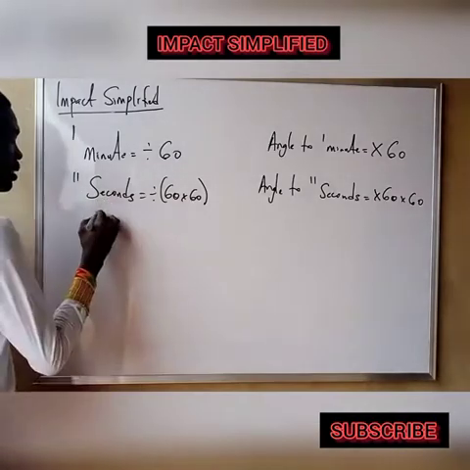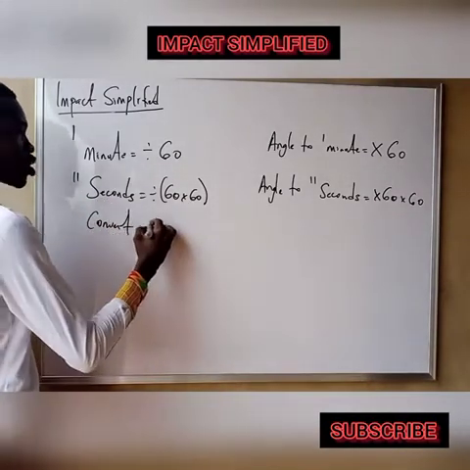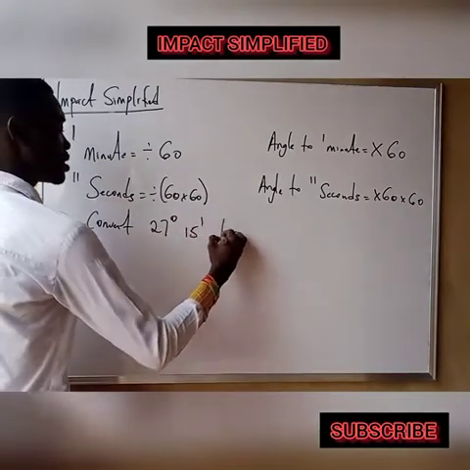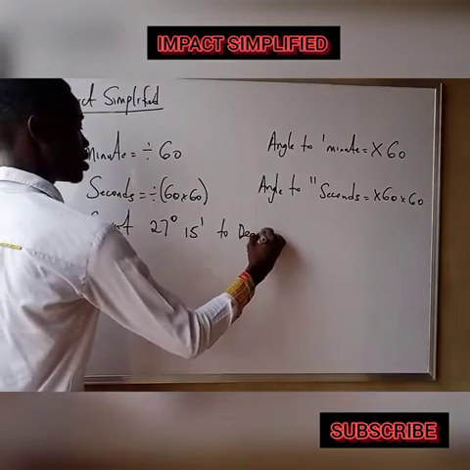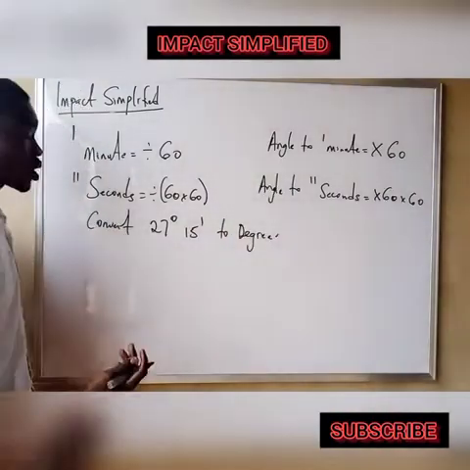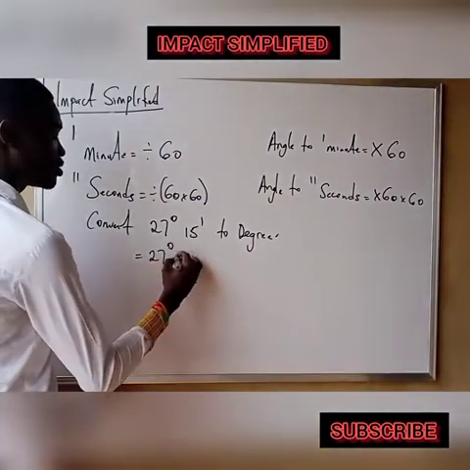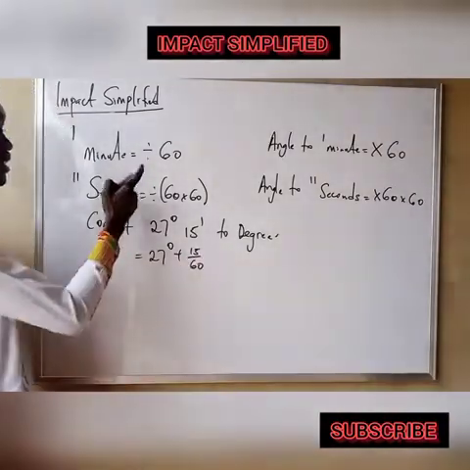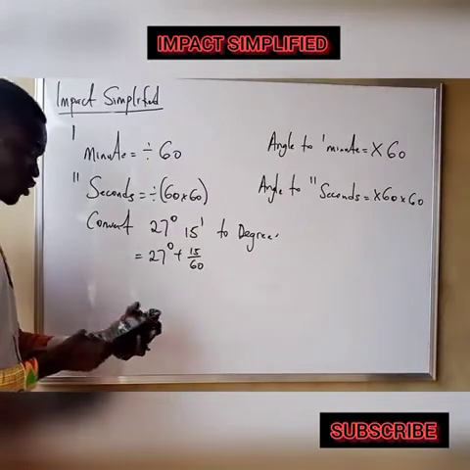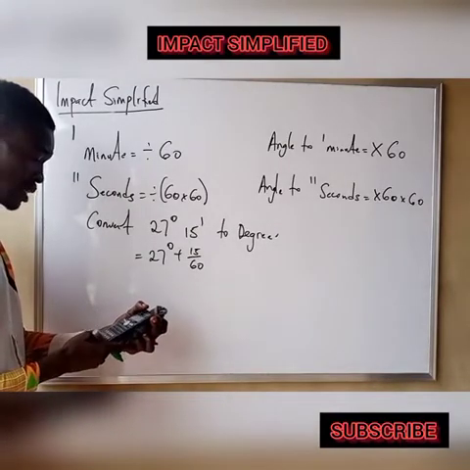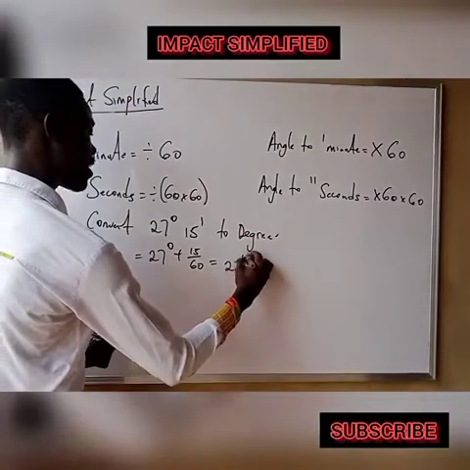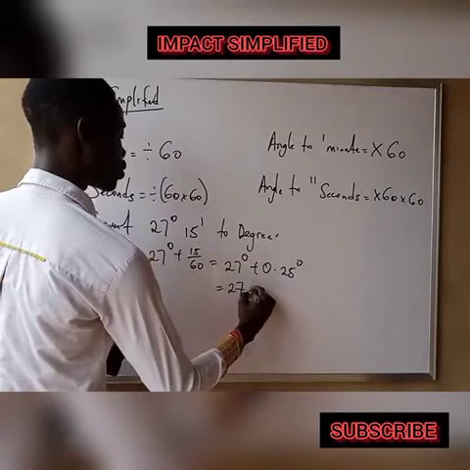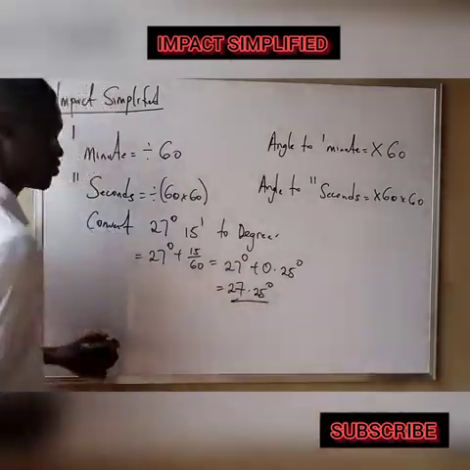It's simple. For instance, let us start with this. They say we should convert 27 degrees 15 minutes to a degree form. So how can we solve this? We have 27 degrees, and 15 minutes to degrees means we divide it by 60. 15 divided by 60 gives us 27 degrees plus 0.25 degrees, and that gives us 27.25 degrees. Do we get that?